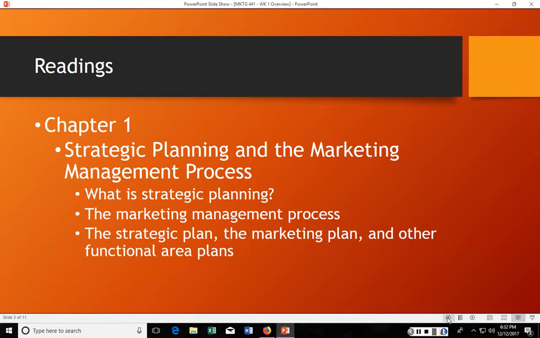But so we talk about what is strategic planning, the marketing management process, the strategic plan, the marketing plan. These are things that you are going to read about in chapter 1. You've probably already discussed these in other courses you take. So there's a lot of review and synthesis of concepts in this course.